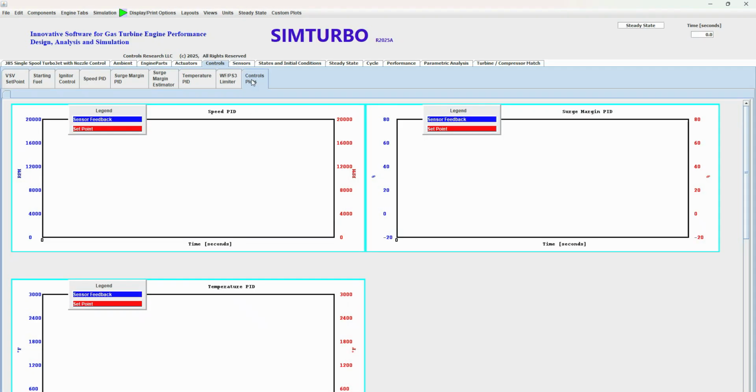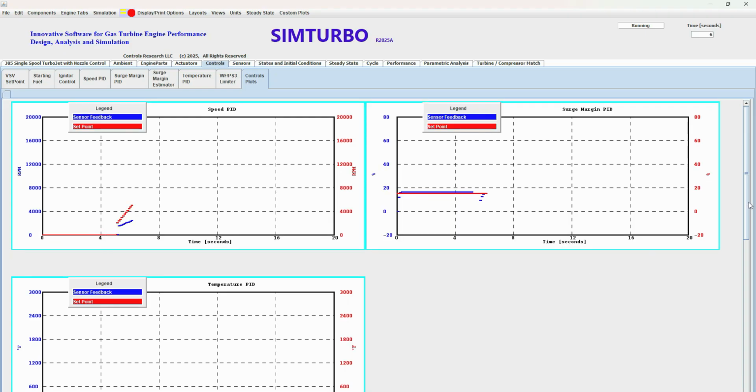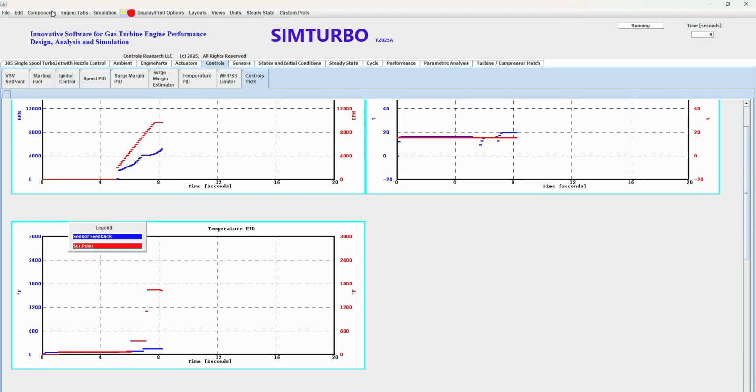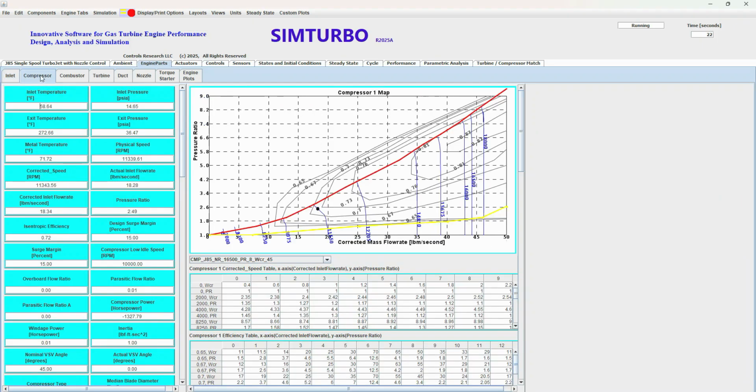We start the transient by clicking the green arrow at the top of SimTurbo. For this transient, the speed starts at 0 and temperature starts at ambient. At 4.5 seconds, the throttle commands a start, and the torque starter ramps the speed to idle. At idle, the torque starter disengages from the shaft. The PID controls take over to control the speed and limit the temperature. As noted before, in the future, a better surge margin control will be demonstrated.